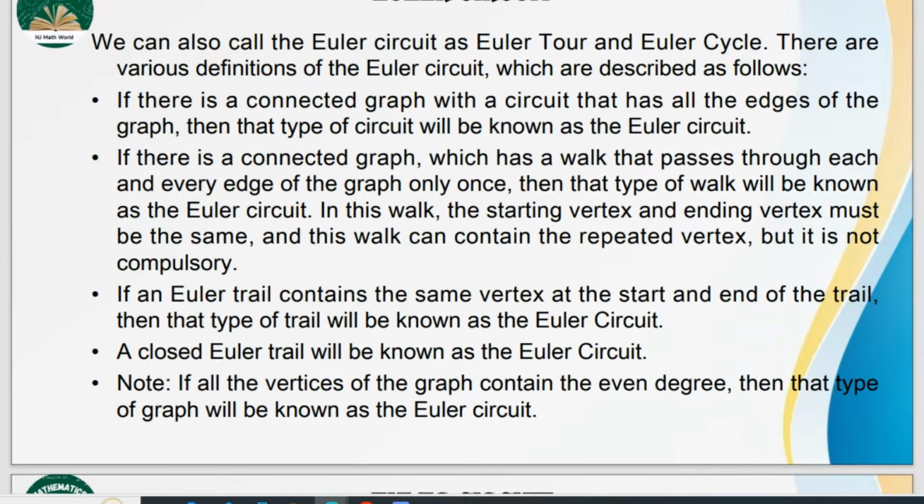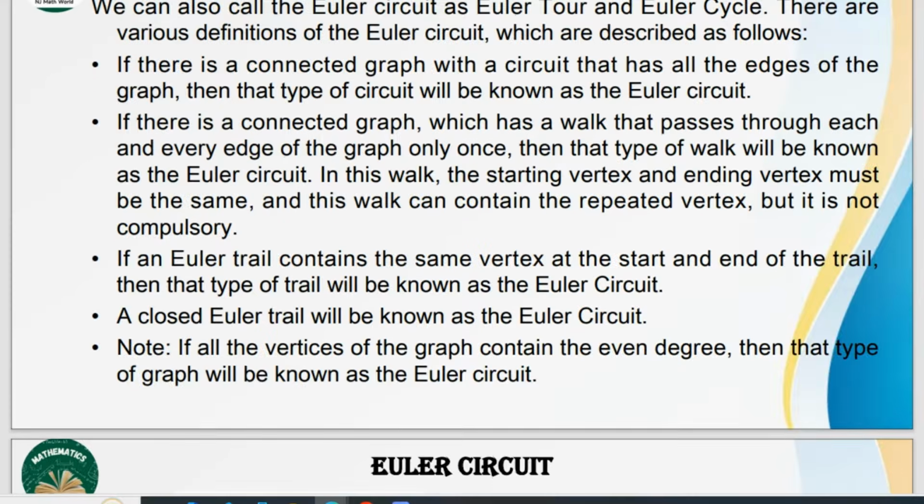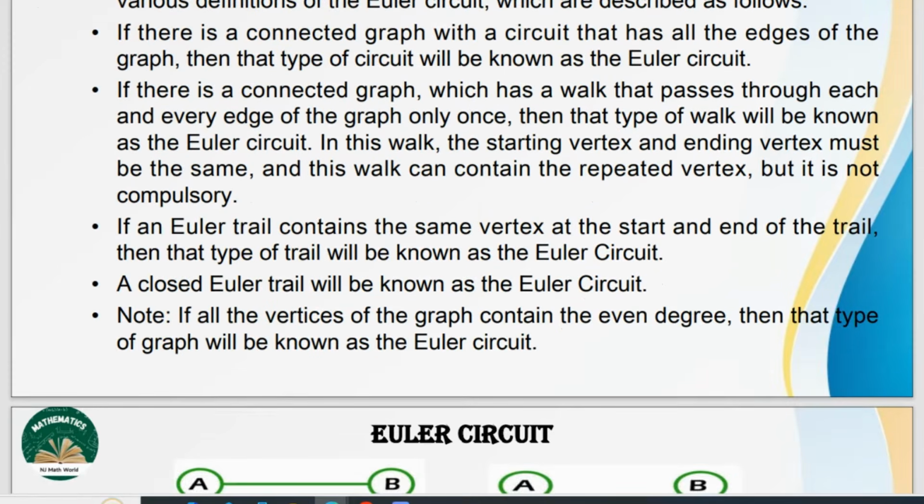Euler circuit describes that if there is a connected graph with a circuit that has all edges of the graph, then that type of circuit is known as Euler circuit. If a circuit has all the edges of the graph, it is called a Euler circuit. So, a trail consists of the same vertex at the starting and ending of the trail. Then the type of the trail will be known as the Euler circuit.